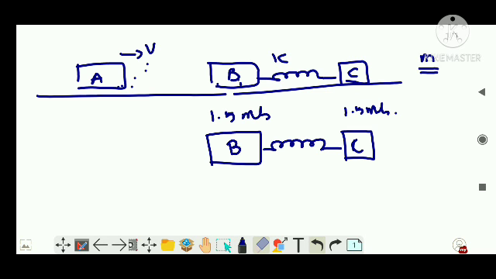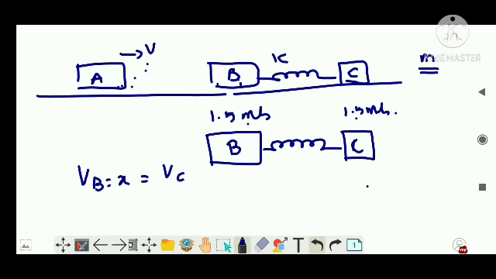So I can say when the relative velocity between B and C becomes 0, that is, both of them have the same velocity, at that point there is maximum compression. No more compression can occur. That is the maximum compression that is possible. Now let's say during that maximum compression, B's velocity is x, then C's velocity will also be x.